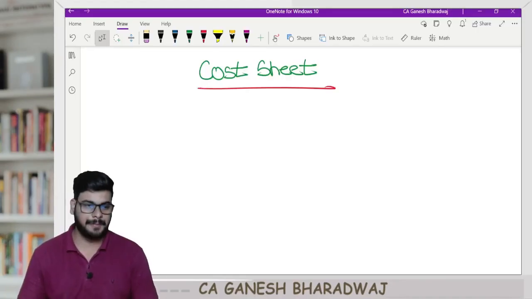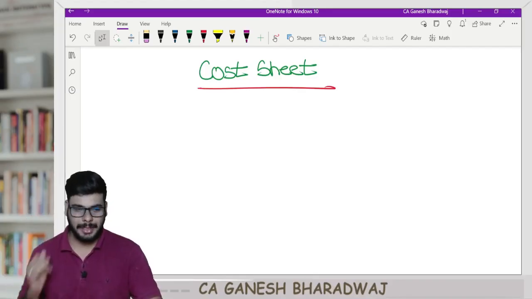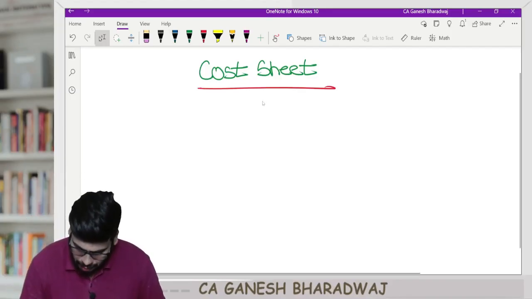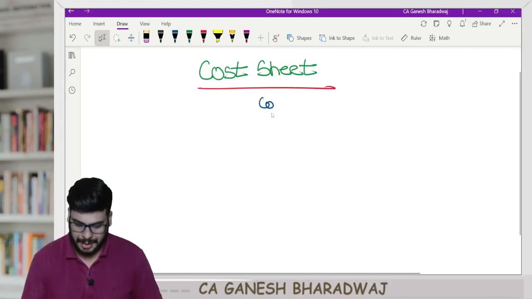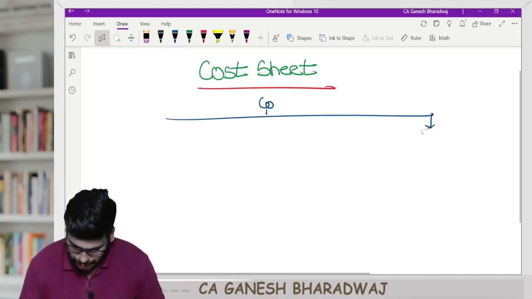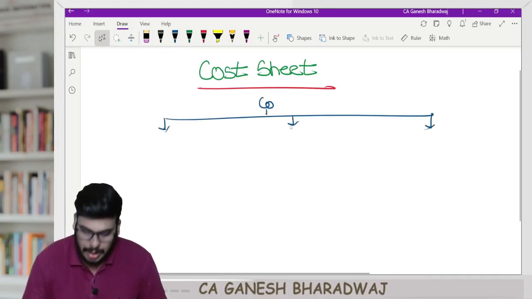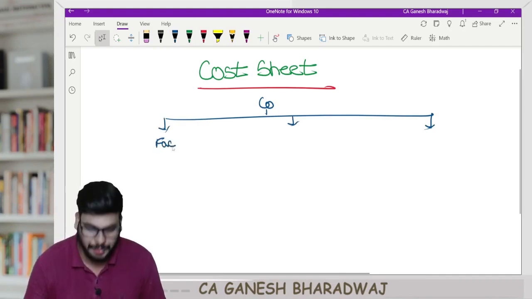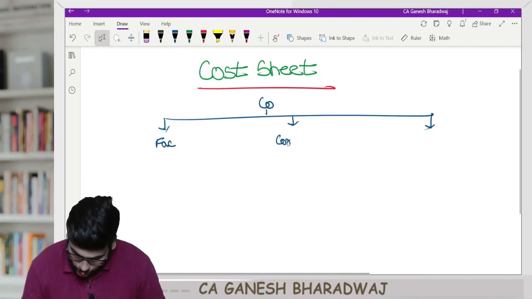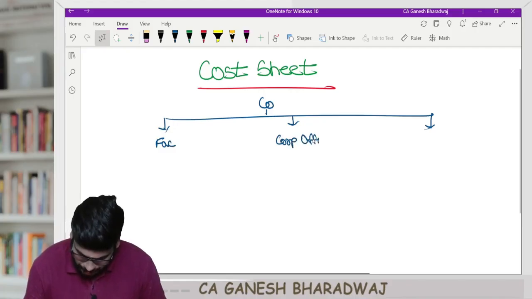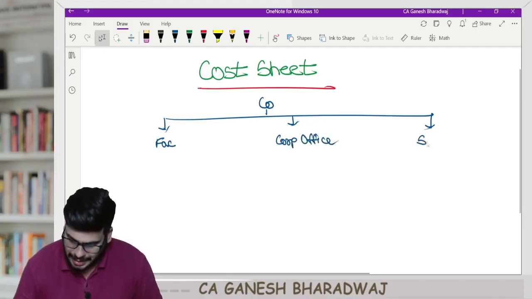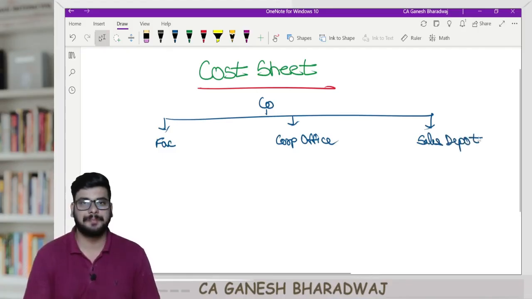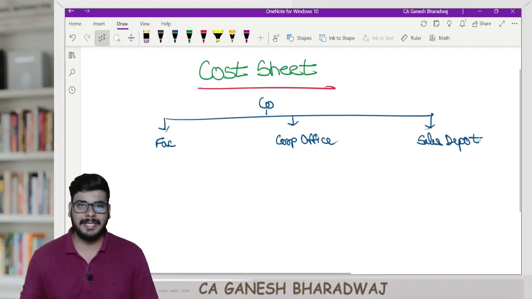Now, guys, in a company, there will be three locations. What are the three locations in a company? You have a factory, you have a corporate office, and you have a sales depot, right? So what happens in a factory?